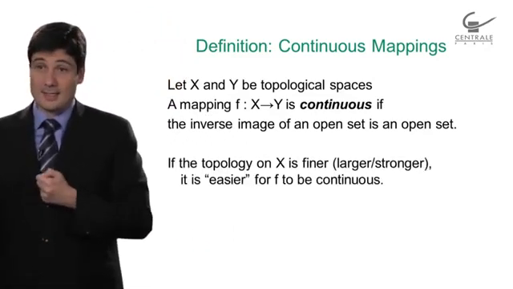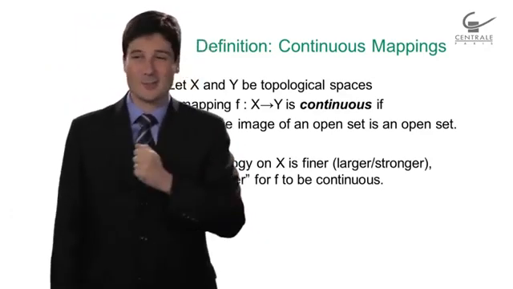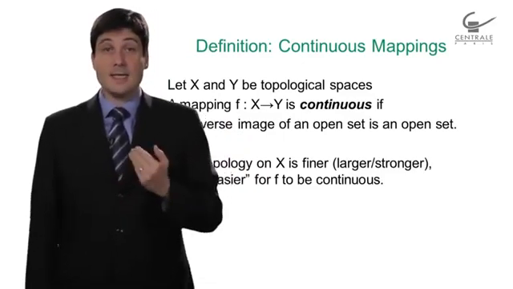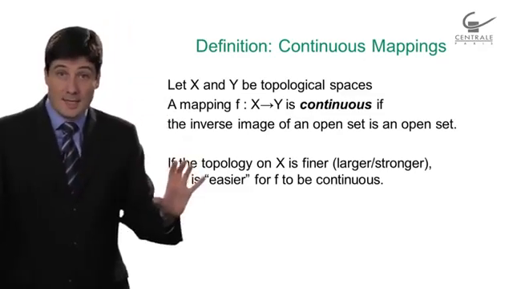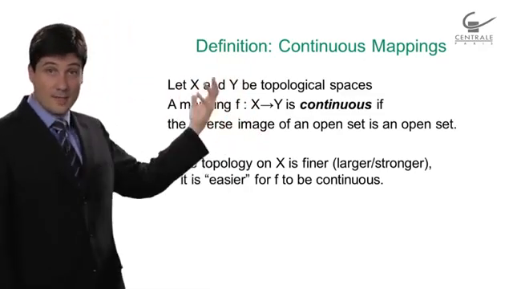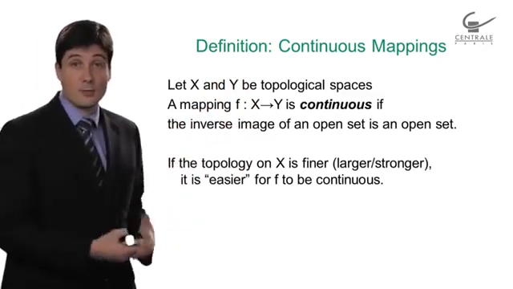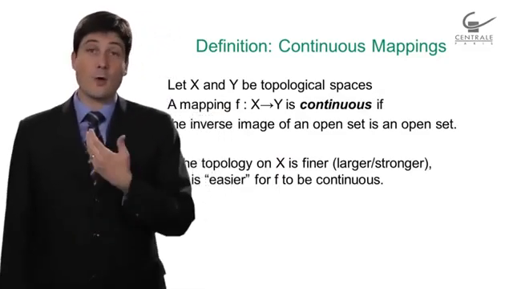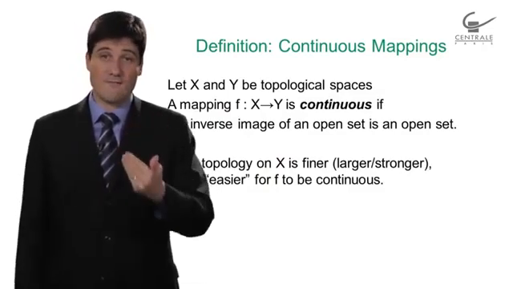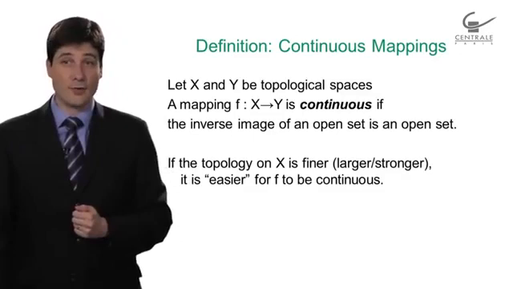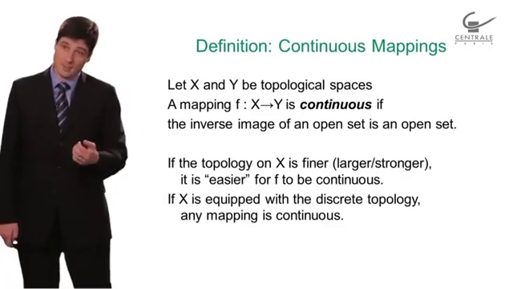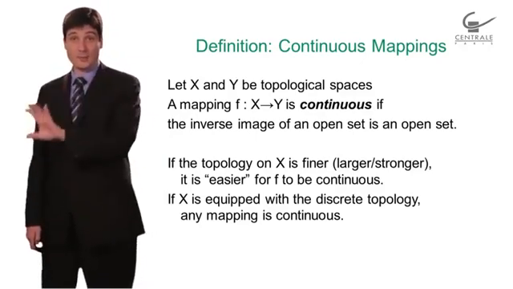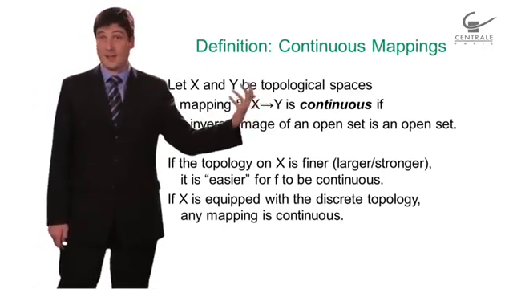Now, if the topology on X is finer, larger, stronger, meaning you have more open sets than in another topology, then it will be easier to be continuous. Since you have more open sets, the inverse image of an open set will be in X, and that will be easier to be continuous because you will have more open sets to choose from. So if you have a finer topology, then it will be easier for a function to be continuous. And by the way, if X is equipped with a discrete topology, all of the mappings will be continuous, because you can take the inverse image of anything. That will be obviously a subset of X, and that will be an open set.